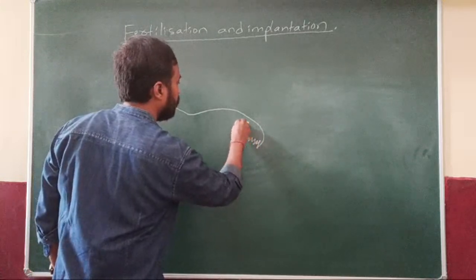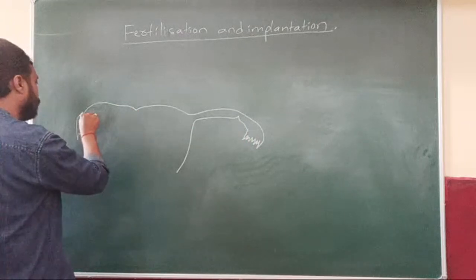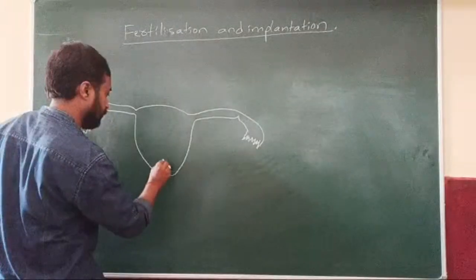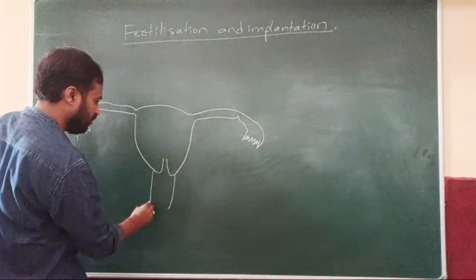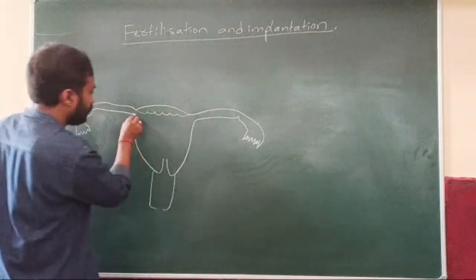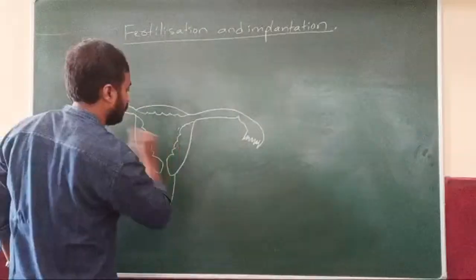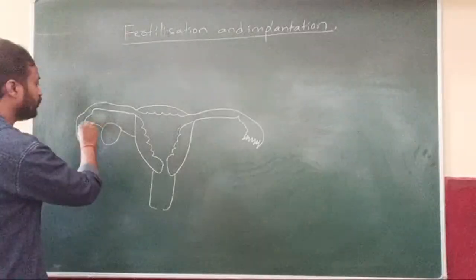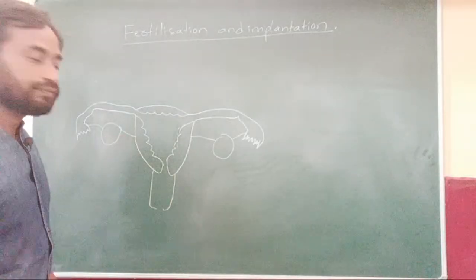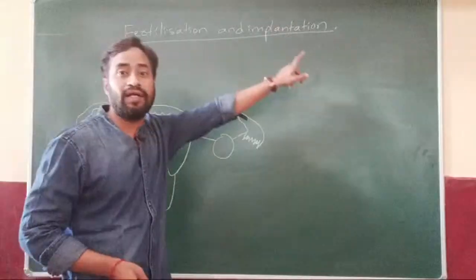Here, what I am drawing is the female reproductive system. It is a rough diagram. We already studied the detailed structure of the female reproductive system in the earlier classes. This is how the female reproductive system will be. Here there will be ovaries. We should know certain basic parts so as to understand what is fertilization and what is implantation.